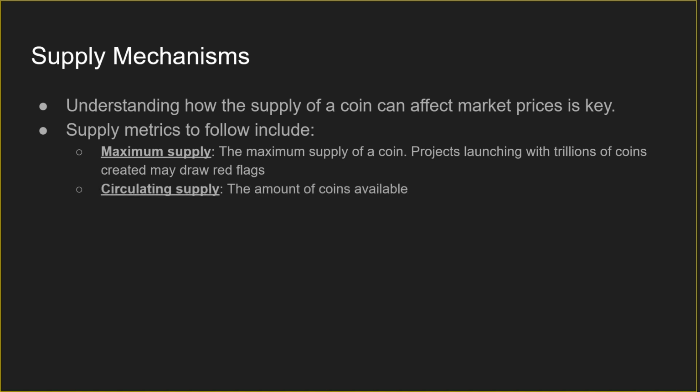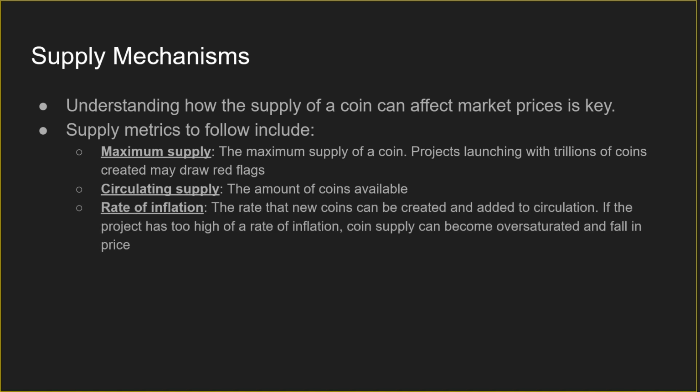Another metric to look at is the circulating supply. This is the amount of coins available. Also, the rate of inflation. So this is the rate that new coins can be created and added to circulation. If the project has too high of a rate of inflation, coin supply can become oversaturated and fall in price.